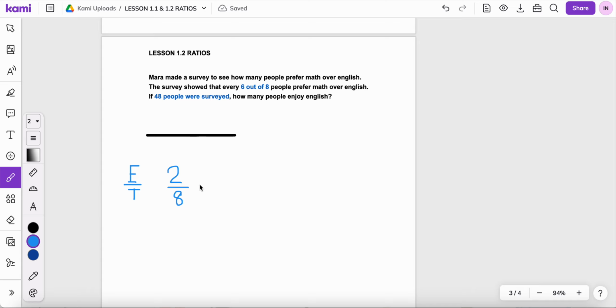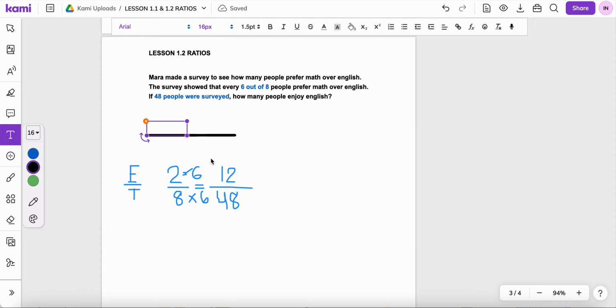So I know that the total amount of people that were surveyed was 48. So that's why I'm going to put it for our denominator, since 48 is the total. So now what we have to do is multiply 8 by 6, since I know 8 times 6 is 48. So whatever you do to the bottom, you have to do to the top. So 2 times 6 equals 12. So that's our final answer for our first problem. 12 people enjoy English.